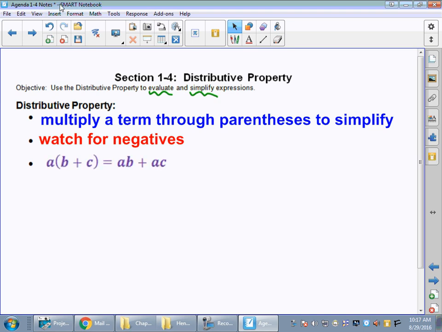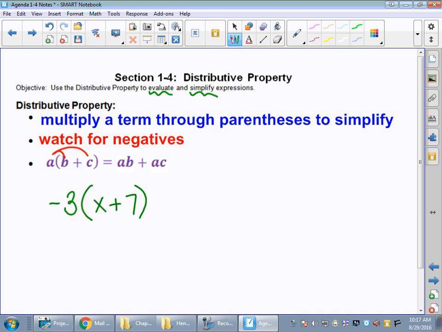And distributive property looks like this if we're using variables. A multiplied by the sum of B and C is really AB plus AC. So if I gave you something like -3 multiplied by the sum of x and 7, we're going to use the distributive property to simplify this. So -3 times x is -3x. -3 times a +7 is a -21.